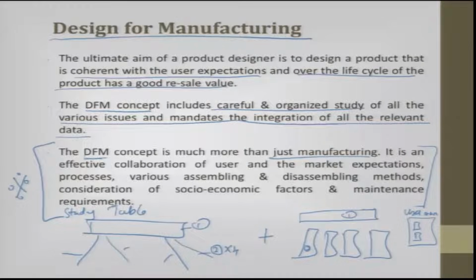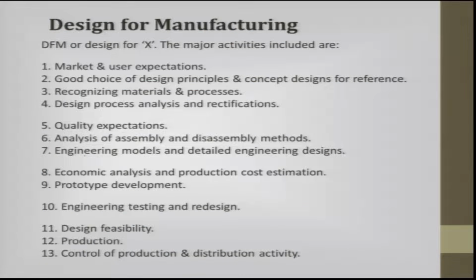So, these are some small concepts which are used. Same, for example, today computers are also sold piecemeal. Their RAM is separate, hard disk is separate, and they also give you a user manual. They ask you to assemble and make a full product. When we talk about design for manufacturing in a little more detail, the major activities include marketing, good choice of design principles, concept design for reference, then recognizing materials and processes, design process analysis and rectification. The next ones are quality expectation, analysis of assembly and disassembly methods, engineering models and detail engineering.